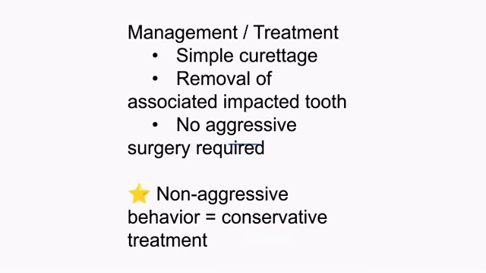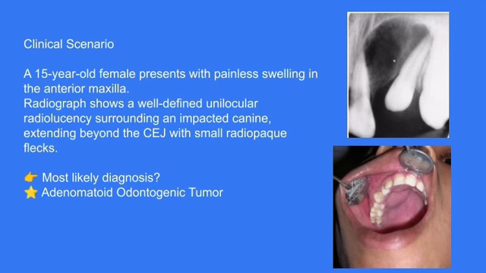Moving towards the management or treatment, we have to understand that AOT is a non-aggressive lesion. So treatment is simple. Management involves conservative curettage, usually with removal of the associated impacted tooth. We have to remove it as well, extract it. No radical surgery is required, and recurrence is extremely rare. So its non-aggressive behavior means conservative treatment.